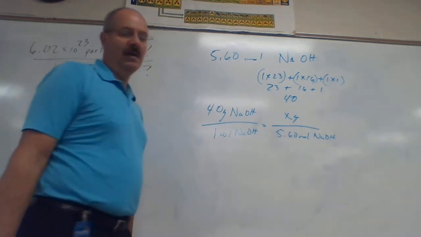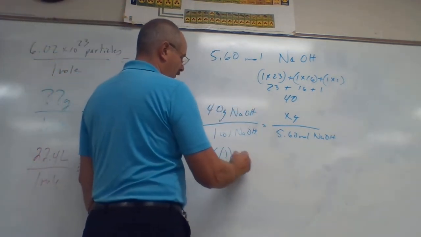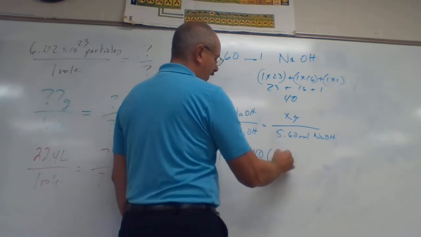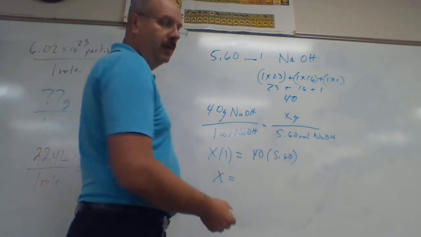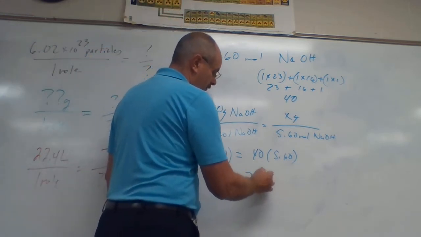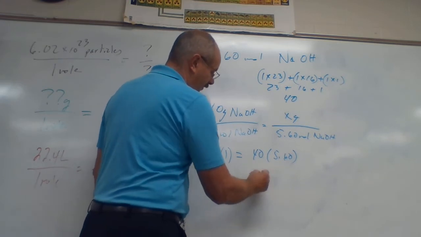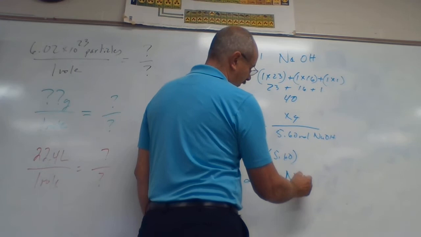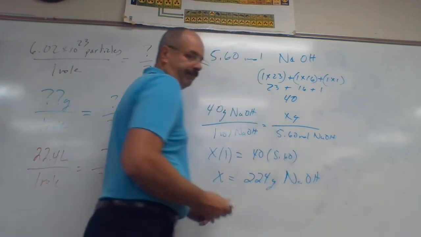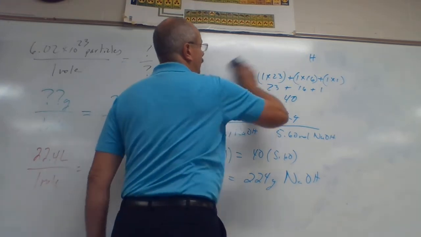I'm going to find out X grams of him. Cross multiply, X times 1 equals 40 times 5.60. Multiply that out, and you're going to get 224. Oops, not 22.4. I'm jumping ahead of myself. 224 grams of sodium hydroxide. All right, on to the next one. Last one on this question.